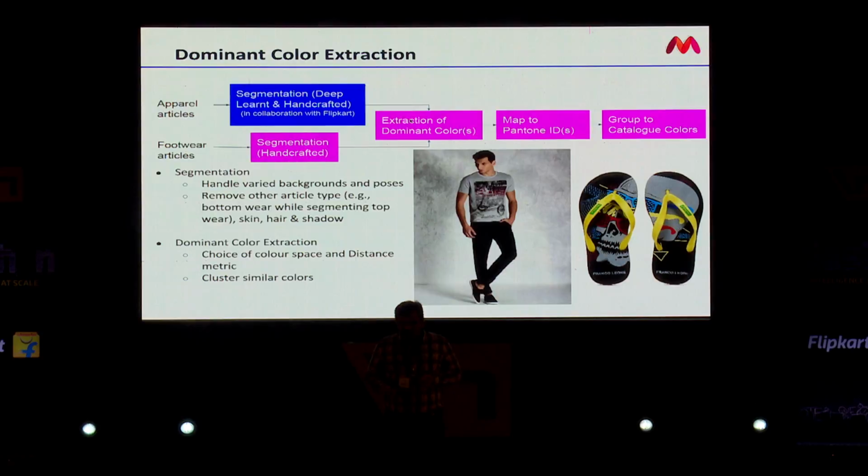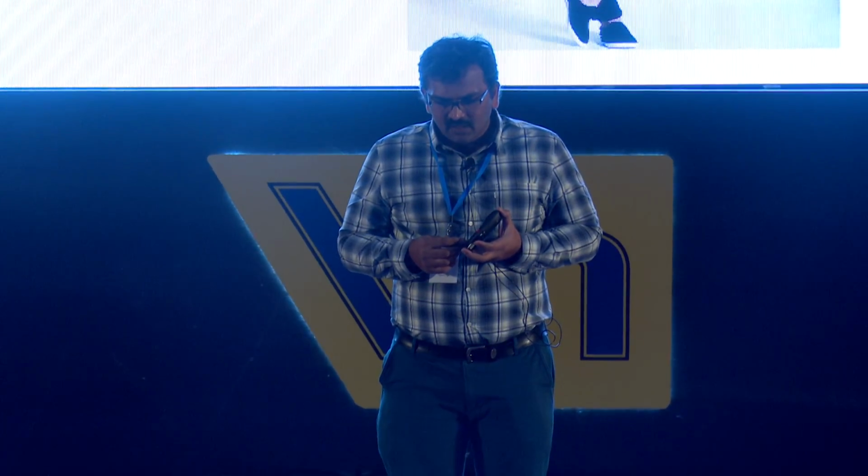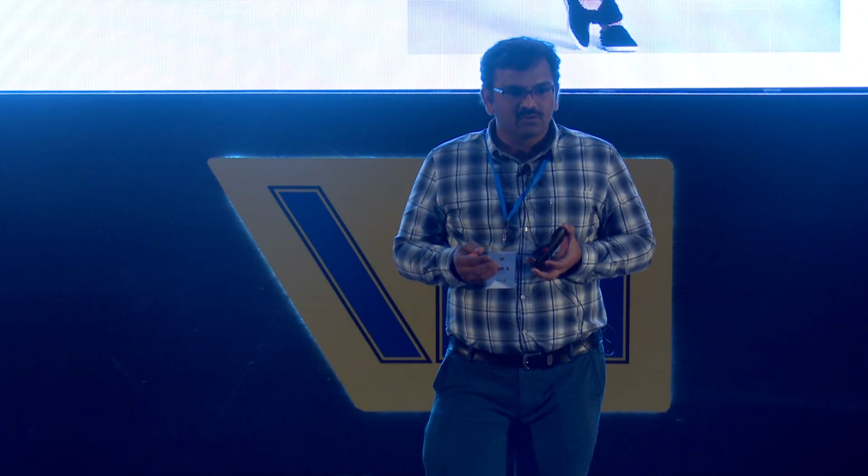So the next step that we do is we have to represent these in a consistent manner. And Pantone is something that the designers internally use. Pantone is nothing but a set of color IDs that the designers use. There are about 2,000 odd of them. And finally, for the purpose of cataloging, we have to group them and then show them onto the system. So there are two things that we have to do in dominant color extraction. What is the color space that we want to use?